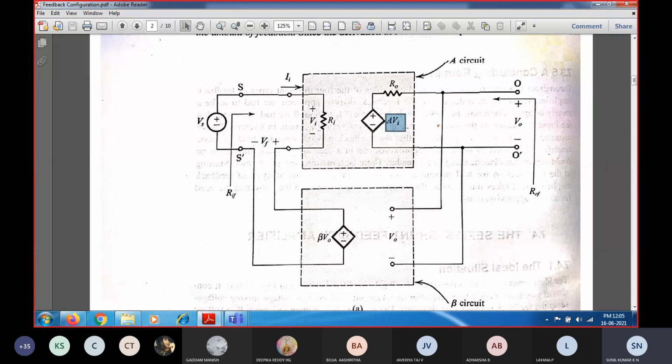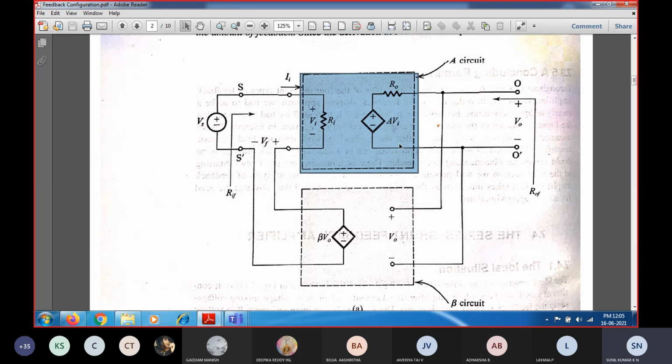That is equal to A times Vi. So that is the output voltage, the amplified version of the input voltage that you are going to get, and the amplifier has an associated output resistance, denoted as R0. So this entire circuit is called an amplifier circuit.